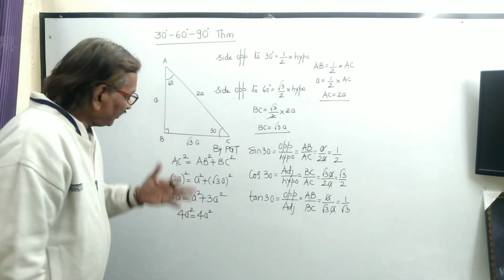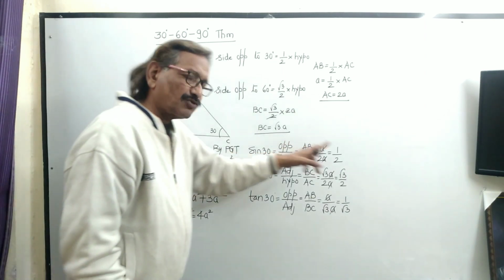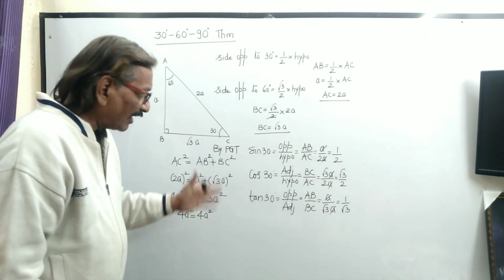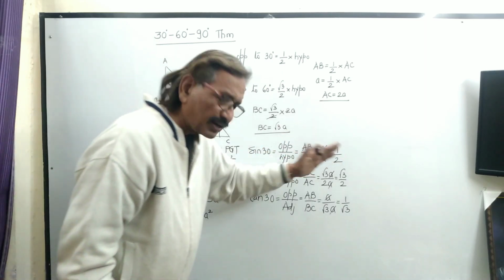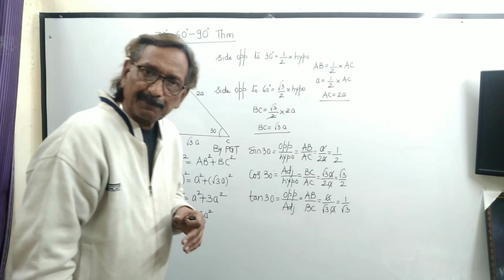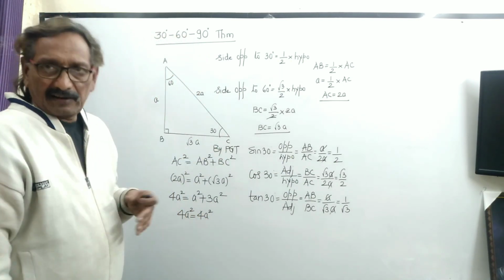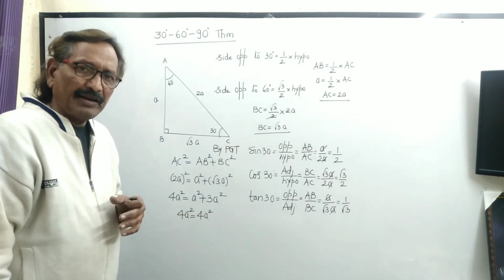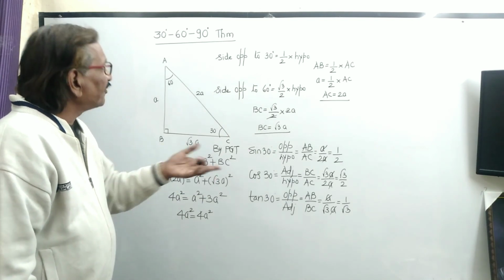So friends, the value for sine 30 is 1 by 2. The value for cos 30 is root 3 by 2. And the value for tan 30 is 1 by root 3. Same thing can be exhibited in a different way.